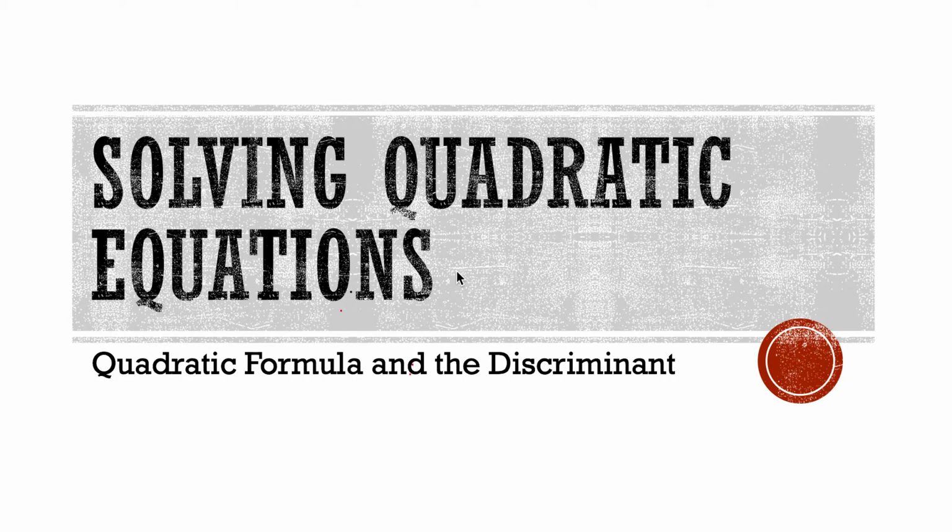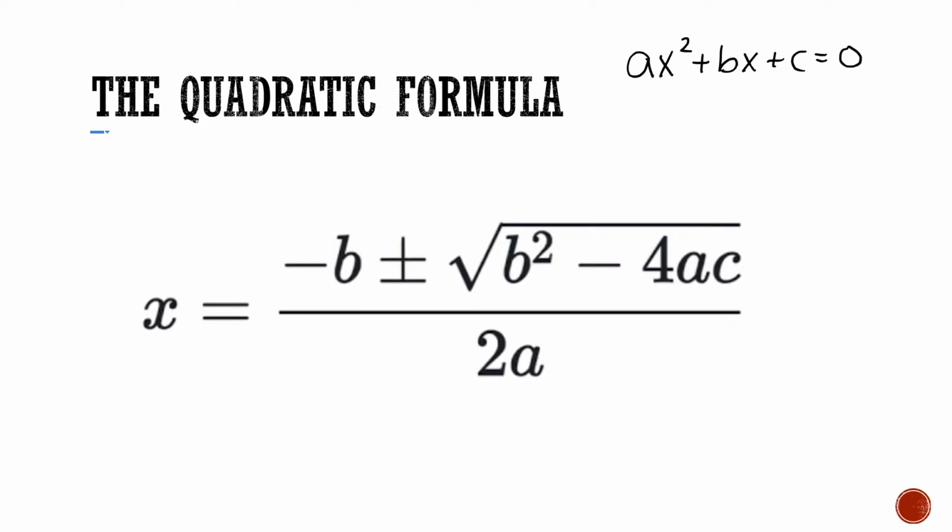So we're now going to look at the quadratic formula as a way of solving quadratic equations. As you probably recall, the quadratic formula is based on a quadratic equation that reads ax squared plus bx plus c. This tells us that the a is the number that sits in front of the x squared, the b is the number in front of the x, and the c is the number that sits by itself.